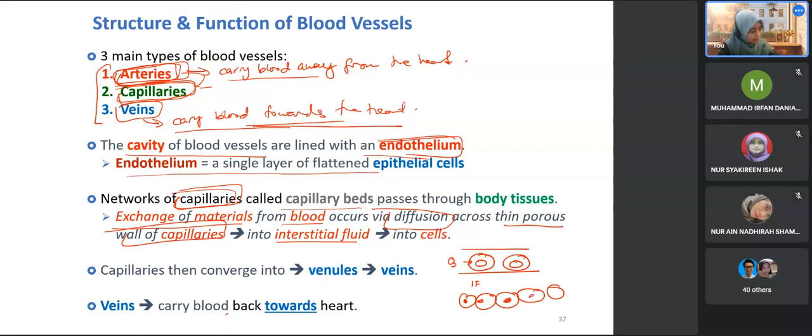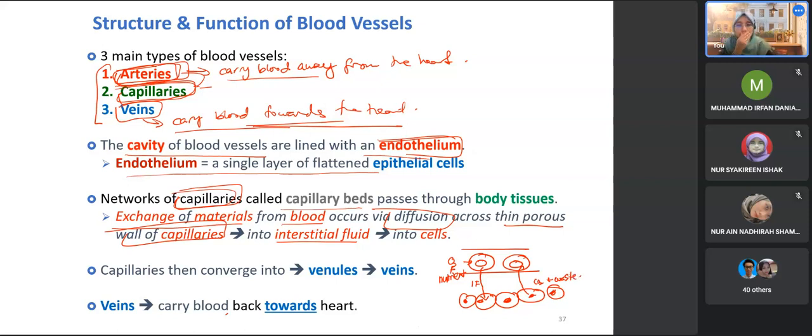Cell nucleus lah. So oxygen from the red blood cells diffuses out across the wall of blood capillaries into interstitial fluid into body cells. So itu kalau oxygen. Vice versa lah kalau carbon dioxide. Carbon dioxide from body cell goes into interstitial fluid, into the wall of blood capillaries, into the red blood cells. Sama juga oxygen and also nutrients. Ini carbon dioxide and also wastes.